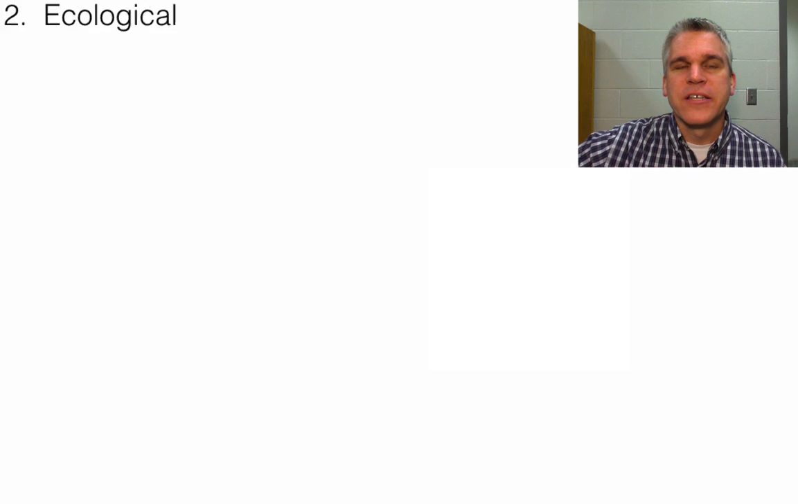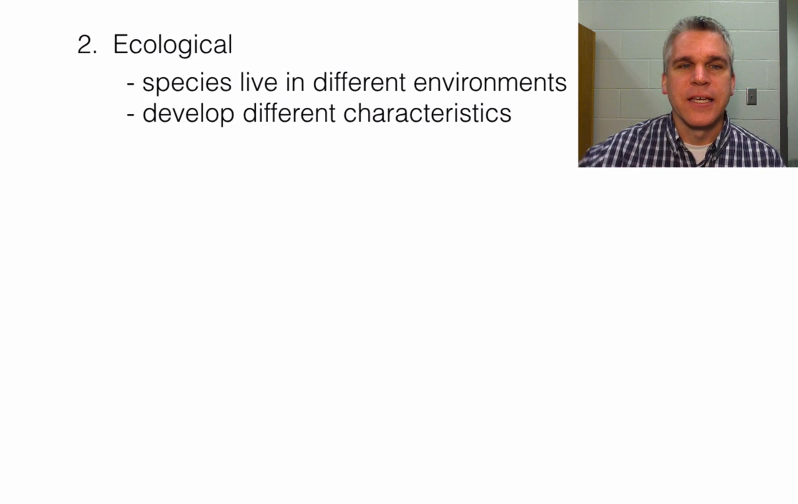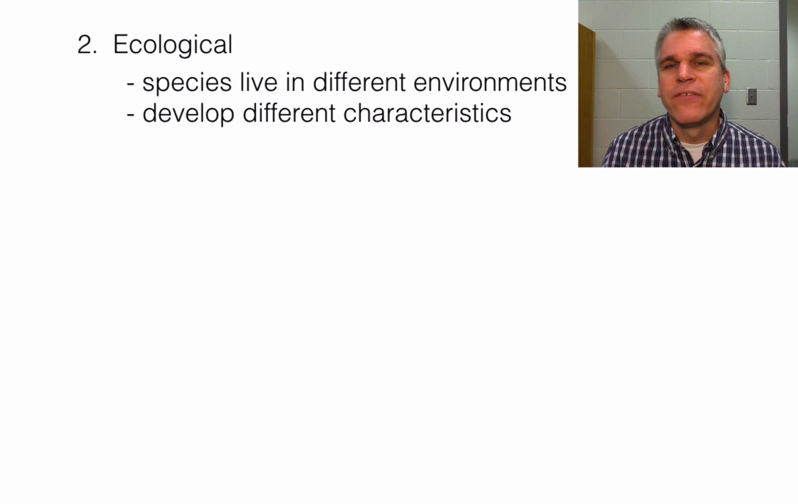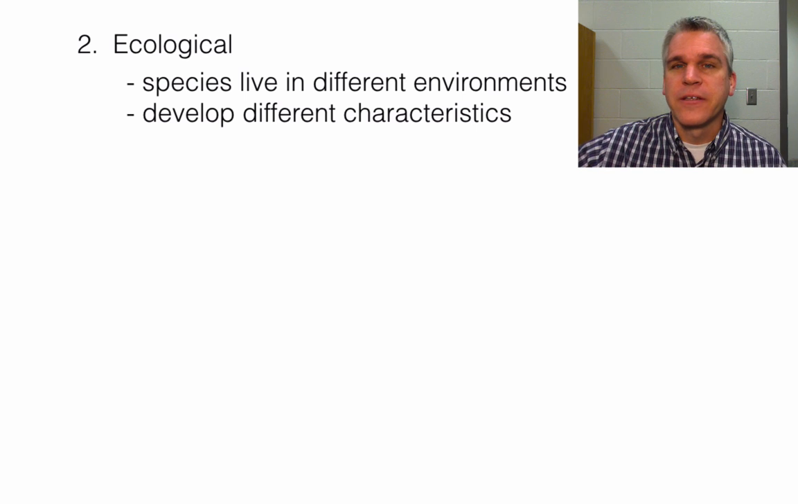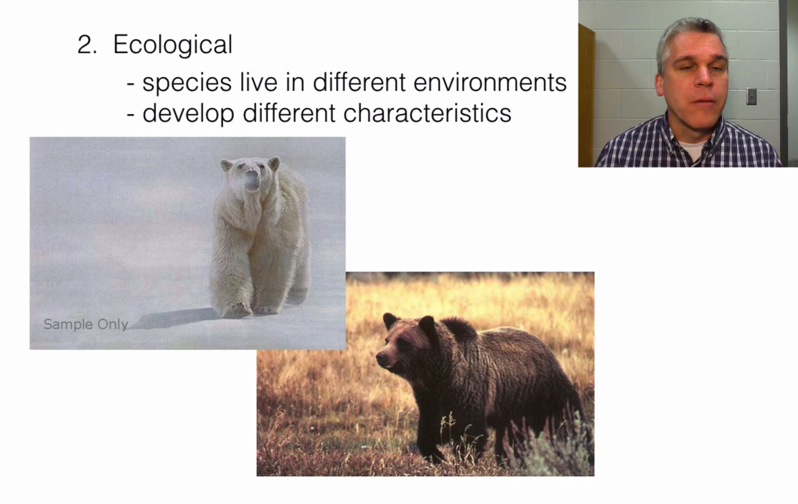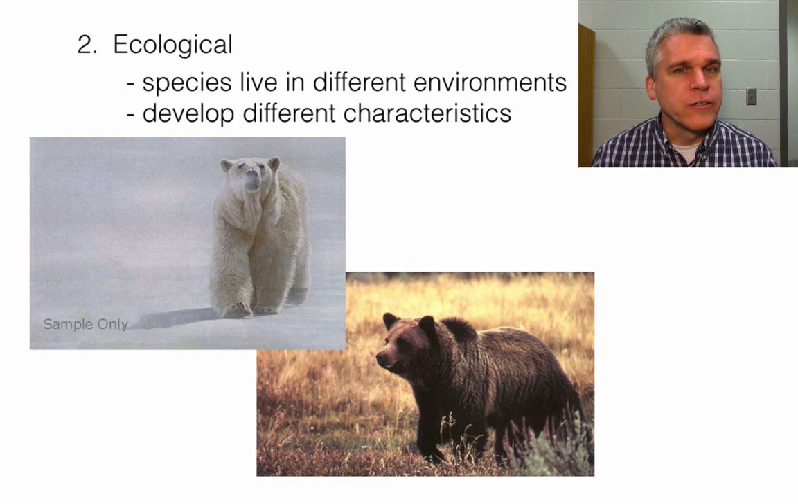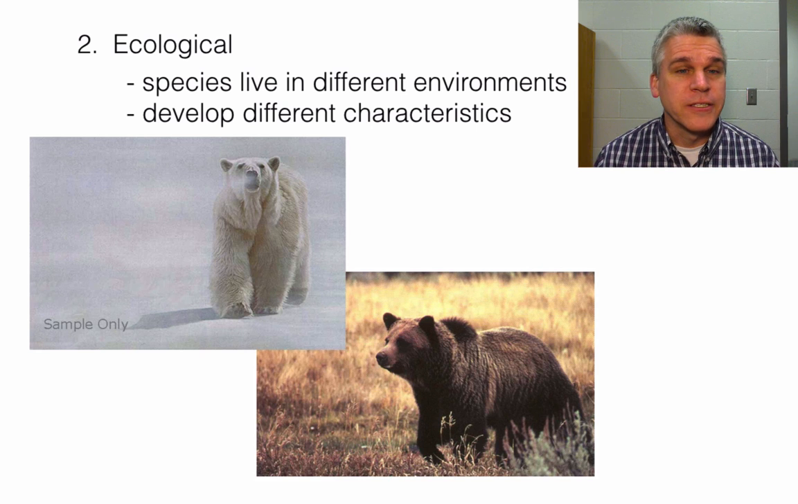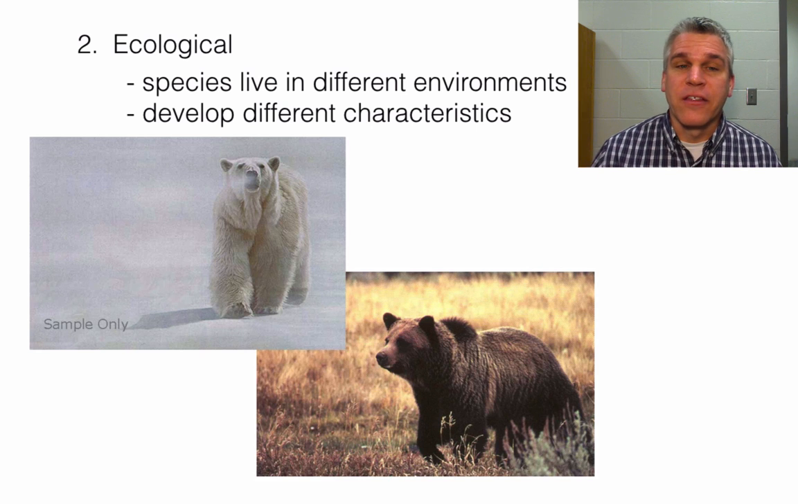The second type of isolation is called ecological isolation. Here, species might start living in different environments for a variety of reasons, and because they live in a new environment, they start to develop different characteristics. A good example of this are polar bears. Polar bears are an offshoot of the grizzly bear. But there are certain traits that are better in the Arctic than there are in some of those warmer areas. The big difference you can see is the color of the fur.